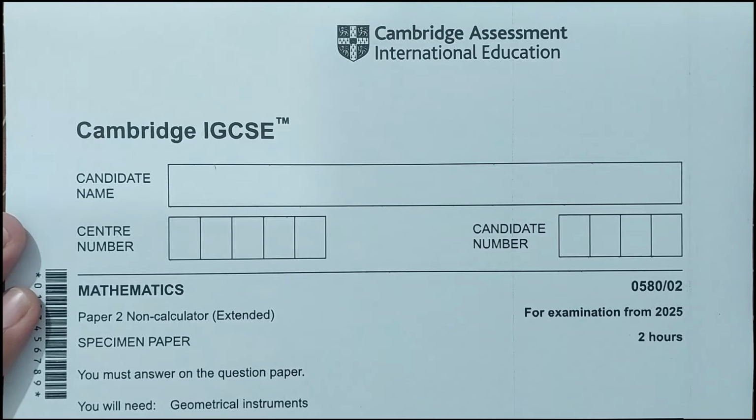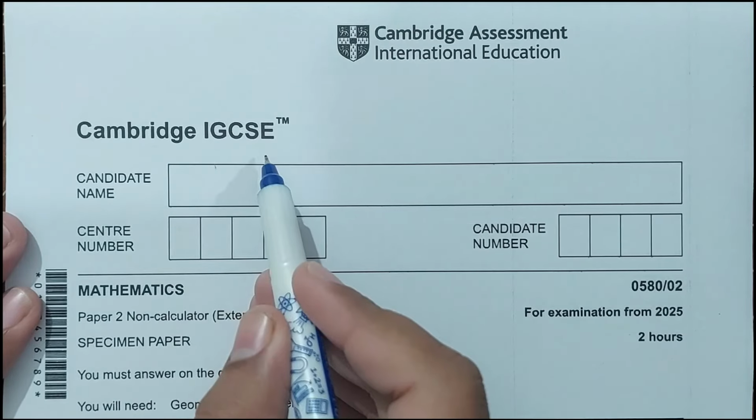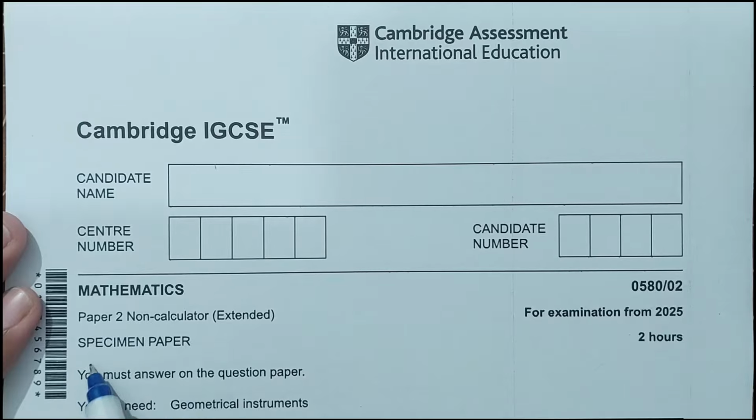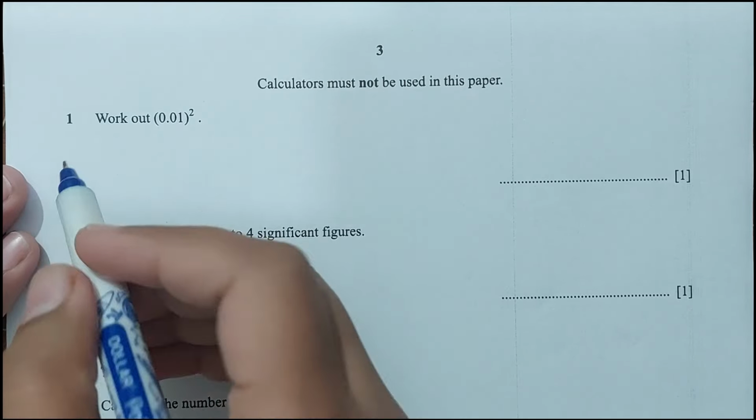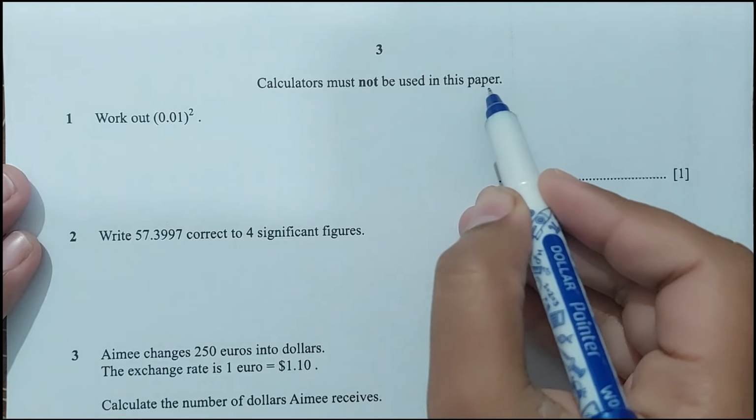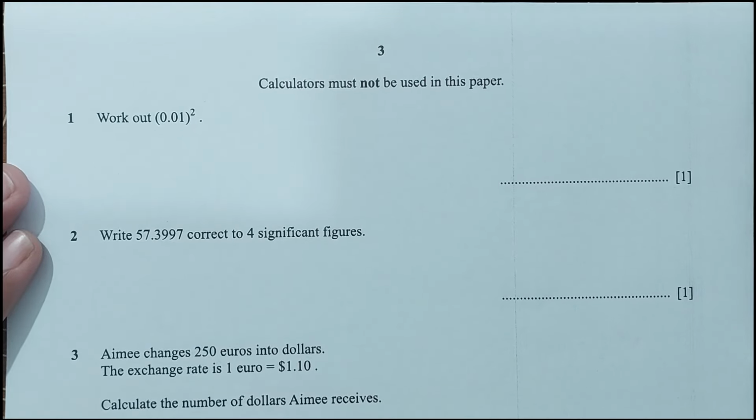Hi everyone, in this video I'm going to solve Cambridge IGCSE Mathematics Specimen Paper 2, which is a non-calculator extended paper for examination from 2025 onwards. Let's start with the first question. Calculators must not be used in this paper. It's a non-calculator paper, right?